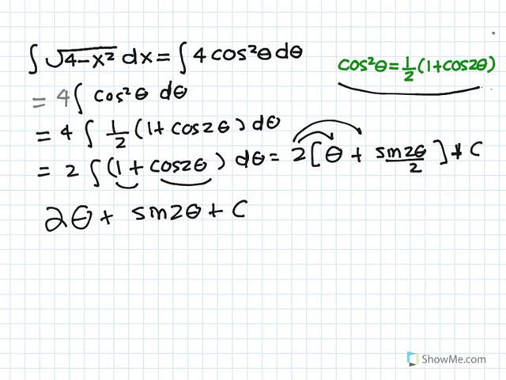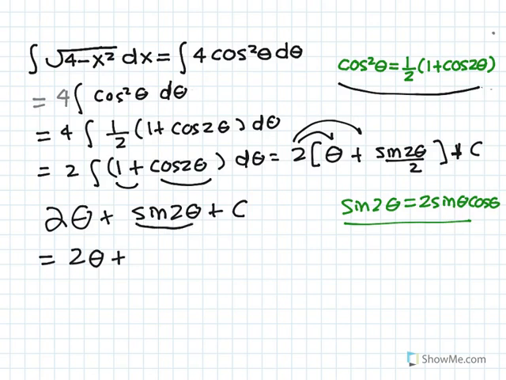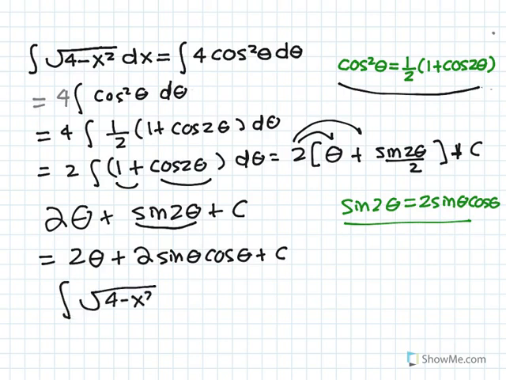But we have to remember there's another trig identity we can use for sine 2 theta. The double angle identity is 2 sine theta cos theta. So the result is 2 theta plus, applying the double angle identity, 2 sine theta cos theta plus c. What we have shown is the integral of root of 4 minus x squared dx is equal to 2 theta plus 2 sine theta cos theta plus c. But we can't just stop there, because the answer has to be in terms of x. The answer that we have is in terms of theta, so somehow we have to change all of this back to x.